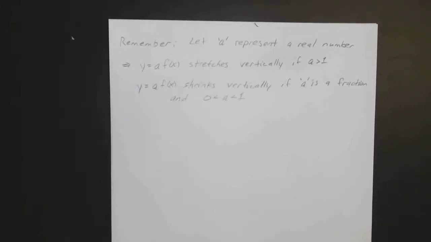Okay, so let's say f of x equals x. If you plug in A equals 1/3, then every value is now divided by 3. So instead of going up, each value drops down. So it shrinks vertically.